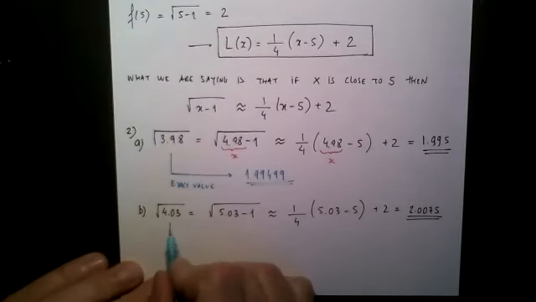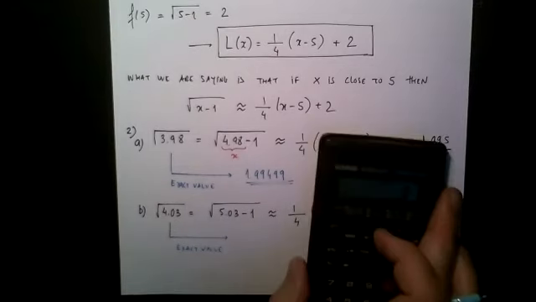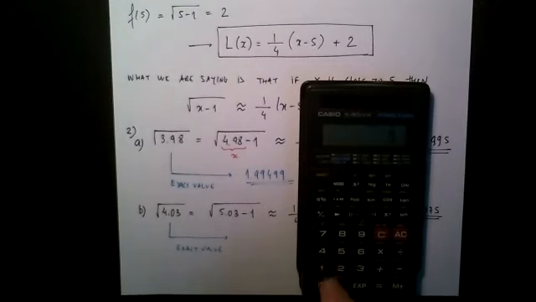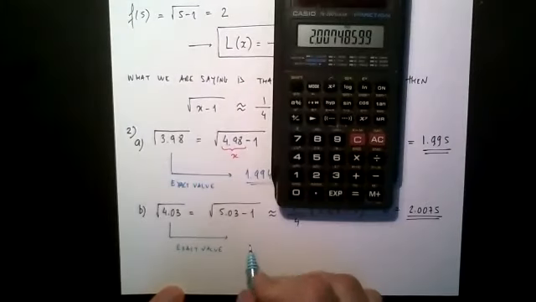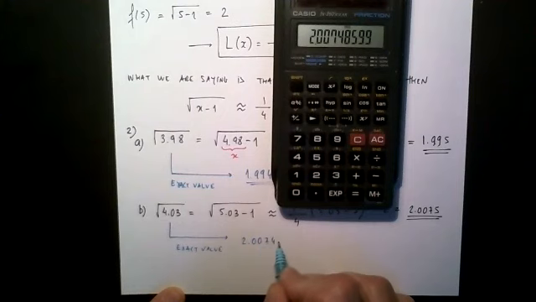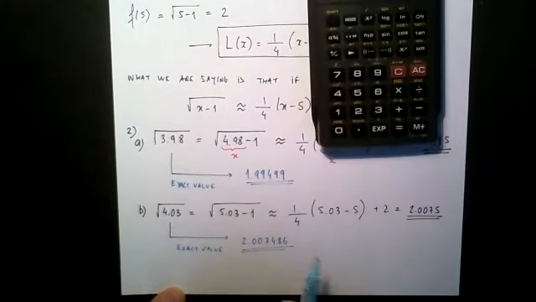Okay, and so let's find the exact value. So let's do the square root of 4.03. So 4.03 square root, there you go. I get 2.007486. Not bad. Okay, we're off to the 1, 2, 3, 4th decimal.